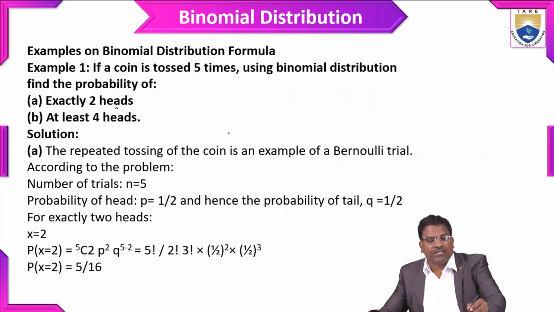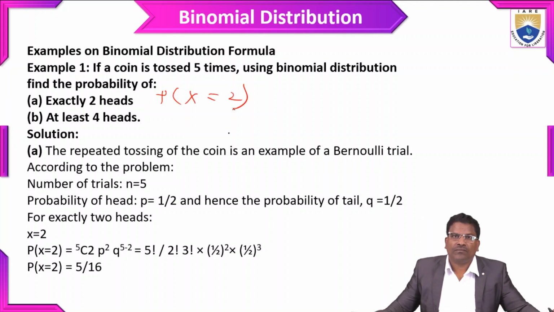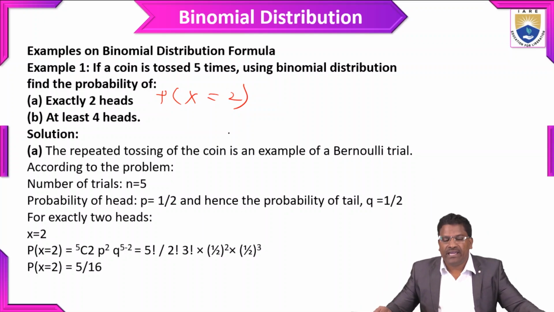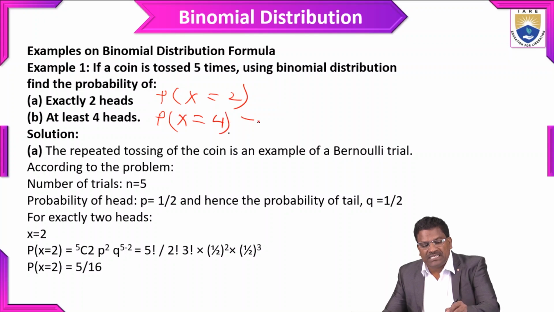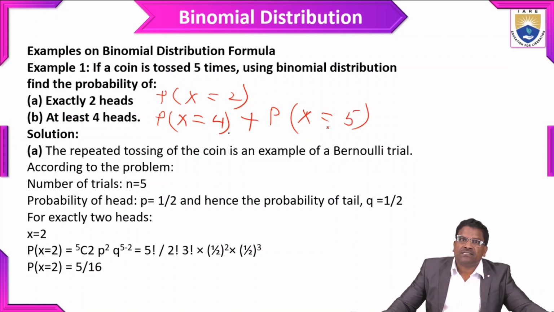Here, exactly 2 heads means you have to find P of x is equal to 2. In the second question, at least 4 heads. At least 4 heads means 5 heads also can come. That's why you have to add both: P of x is equal to 4 plus P of x is equal to 5. At least means more than that also can come.